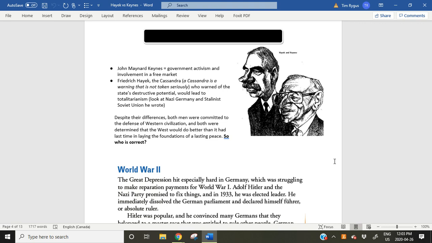Yet despite their differences, both men were committed to the defense of Western civilization, and both were determined that the West would do better than it had last time in laying the foundations of a lasting peace. So, who's correct? People are still debating this, and we still see their influence today. I'll talk about that more later.